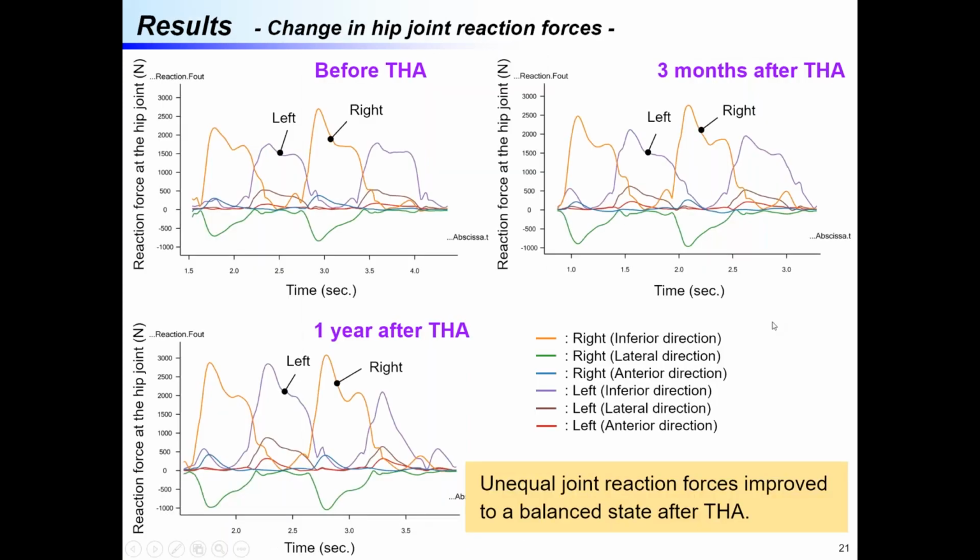This slide shows the change in hip joint reaction forces. These are the hip joint reaction forces before THA, 3 months after THA, and 1 year after THA. As you can see, the magnitude of the hip joint reaction forces in the inferior direction and the time at which the force was applied were different before THA. 3 months after THA, it still had asymmetry, but it became a balanced state 1 year after THA.